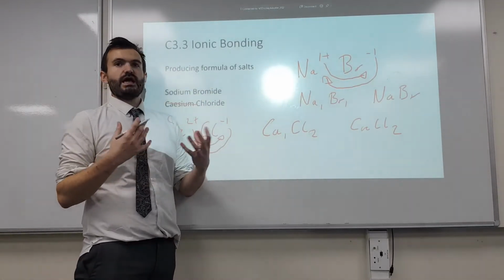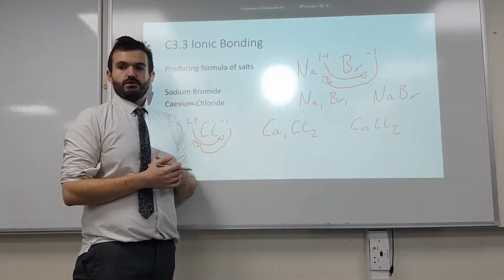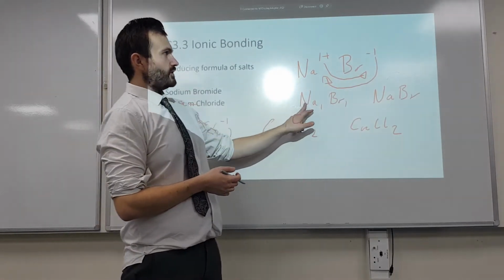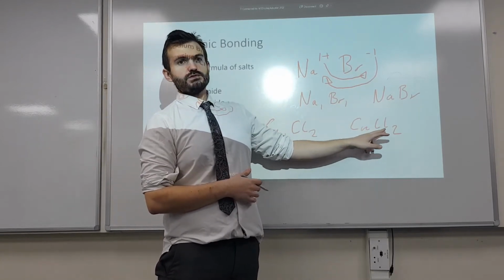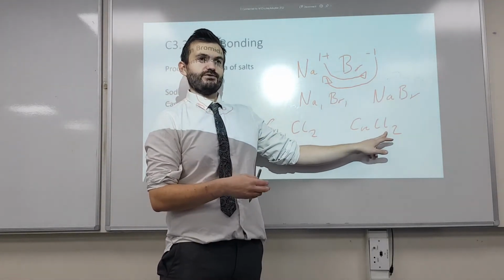When we're making these salts, these ionic structures or this ionic formula, all you're really doing is trying to cancel out the charges. So this had +1, this had -1, so 1 of each. The calcium had +2, so it would need 2 -1s to get rid of it.